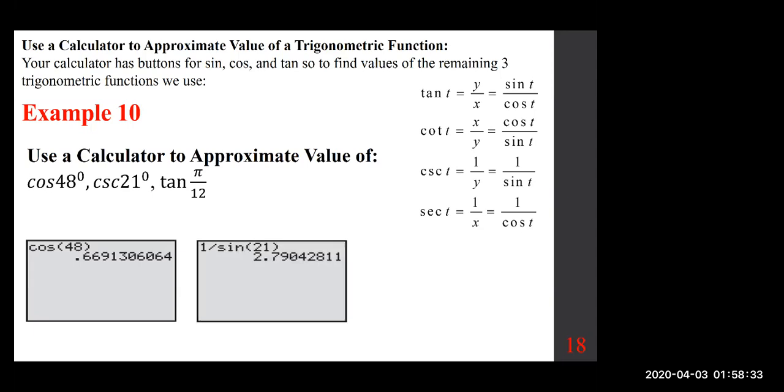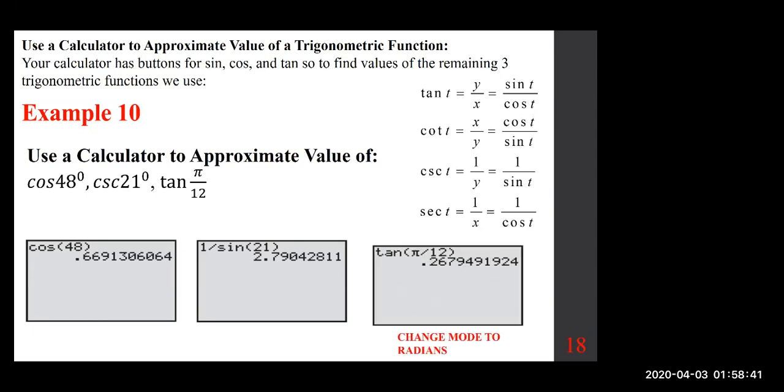So what about cosecant? Come up with sine, and the reciprocal is the answer. So 1 over sine of 21. What about tangent? Make sure you put that in radian mode. I really can't emphasize this enough. Okay, class? Sounds good?